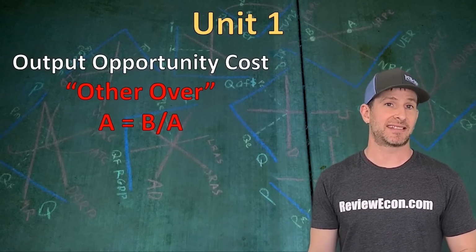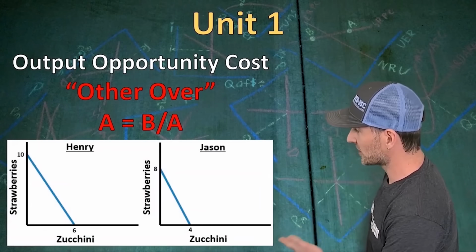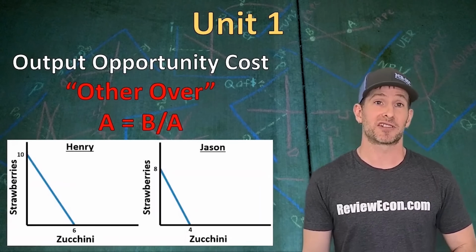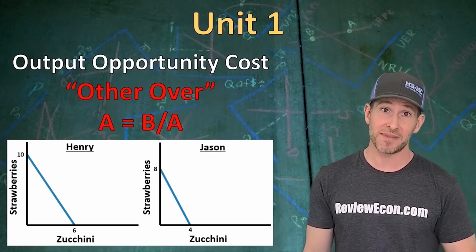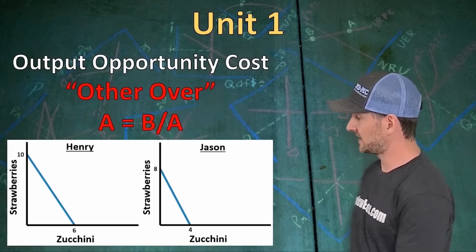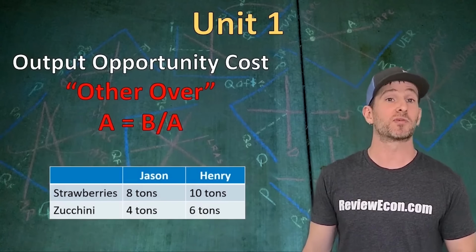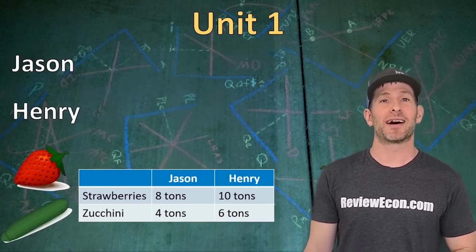There are two ways you can see an output question on the AP Economics exam. The first is two production possibilities curves. There'll be straight line production possibilities curves, and when you see these, you know immediately that is an output question. You could also see this as a table, something like this. This shows you the different levels of output both Jason and Henry could produce with their fixed resources. Let's work out this example.